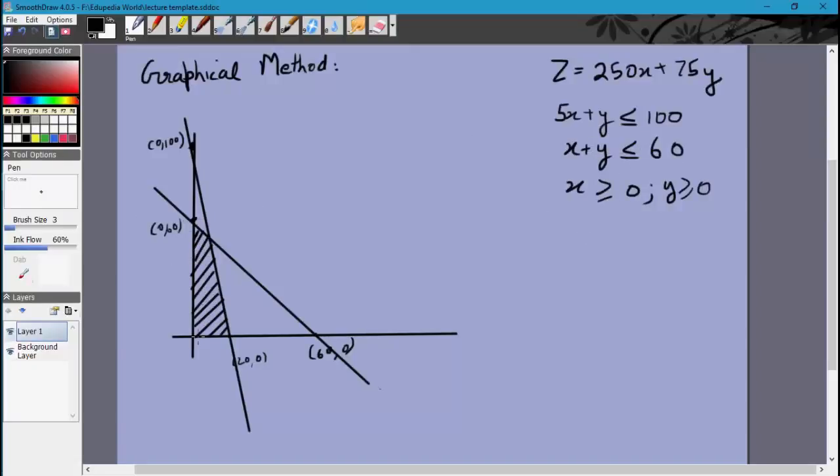Now we know all these points. This is 0, 0. Let's for a second just figure out this point of intersection. So we have x plus y equal to 60 and 5x plus y equal to 100. Subtracting gives me 4x equal to 40, x equal to 10, which gives me y equal to 50. So this point is 10, 50. So now we found all the points. Let's look at a couple of definitions that go in the graphical solving method as well. Each point in this region is called a feasible point.